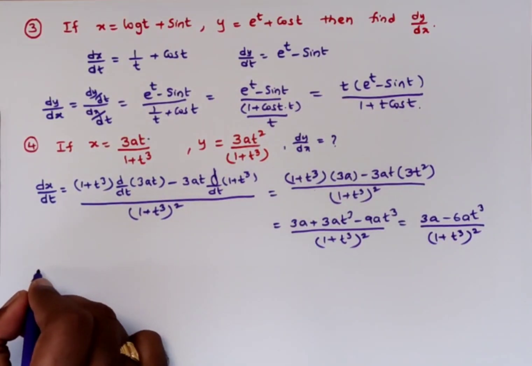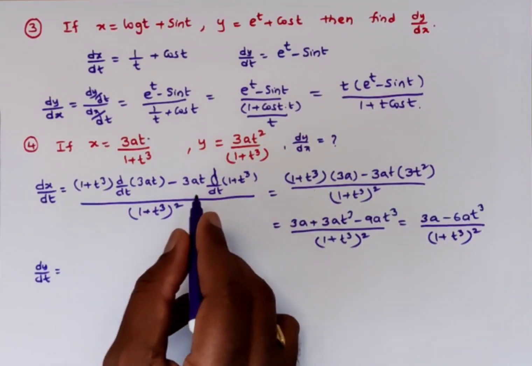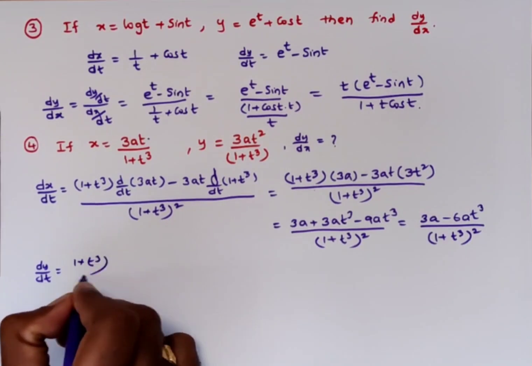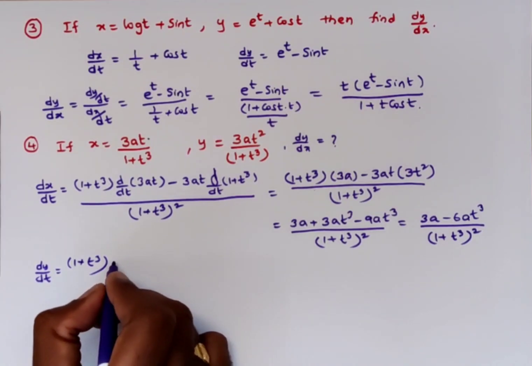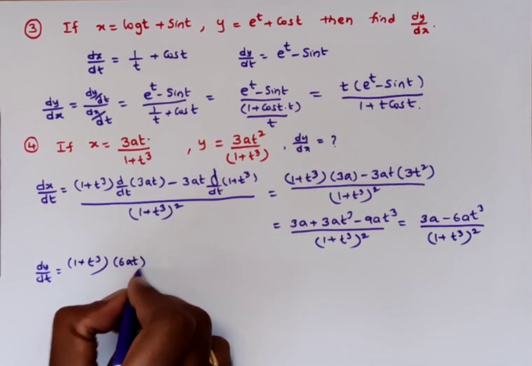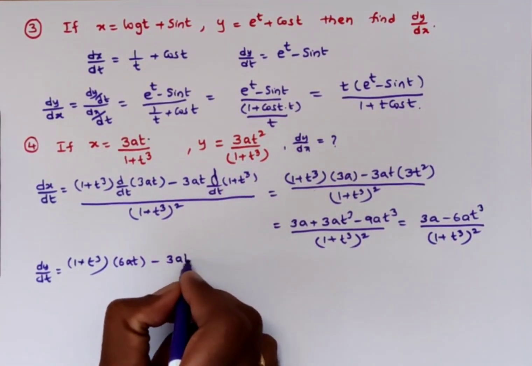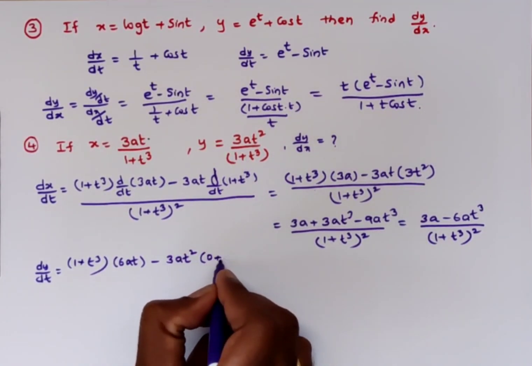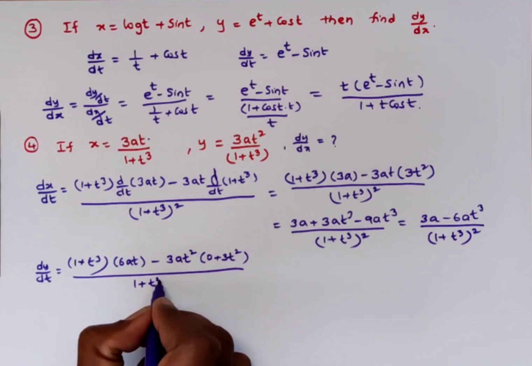Next dy by dt evaluated. So dy by dt, again it is a rational function, right? So apply the derivative using the quotient formula. So this is 1 plus t cube into derivative of this: 3a constant, derivative of t square is 2t, so finally this is 6at, right? Derivative of this is 6at minus 3at square into derivative of v, derivative of v is 0 plus 3t square, divided by 1 plus t cube whole square.